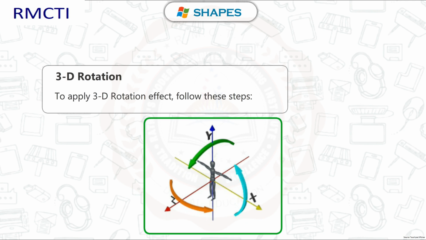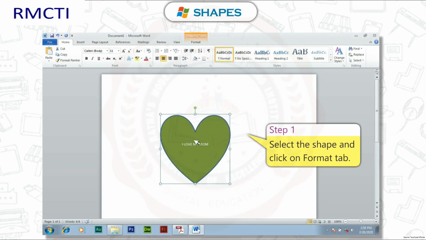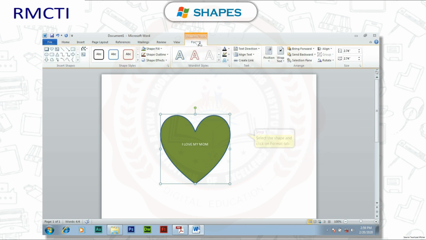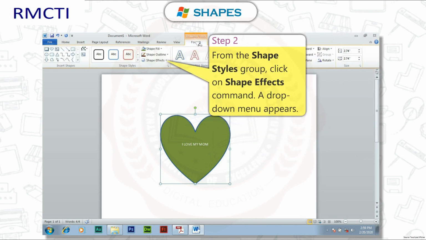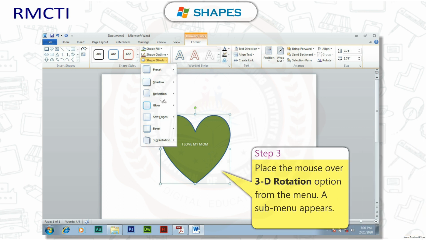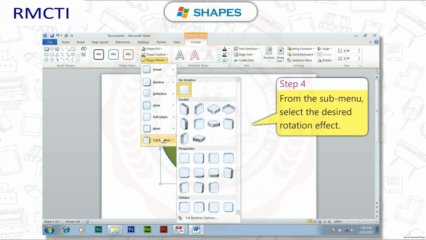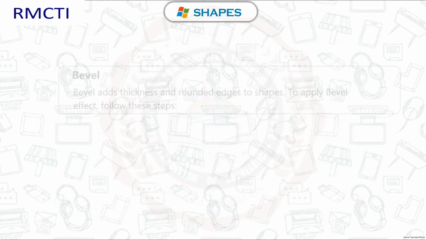3D rotation. To apply 3D rotation effect, follow these steps. Step 1. Select the shape and click on Format tab. Step 2. From the Shape Styles group, click on Shape Effects command. A drop-down menu appears. Step 3. Place the mouse over 3D rotation option from the menu. A sub-menu appears. Step 4. From the sub-menu, select the desired rotation effect.